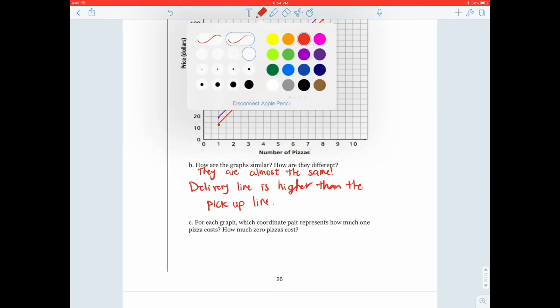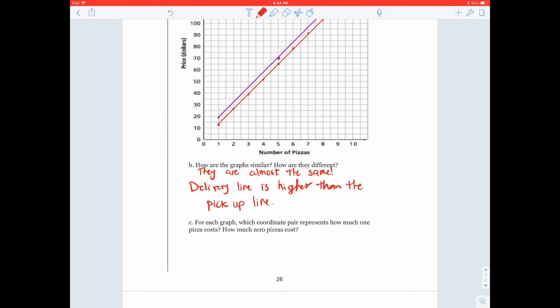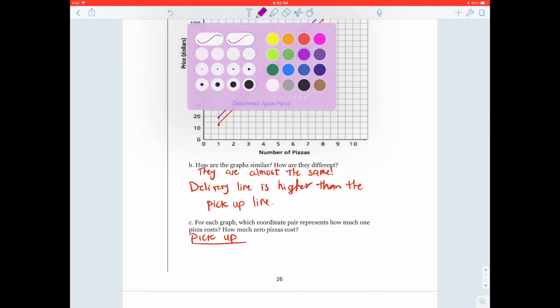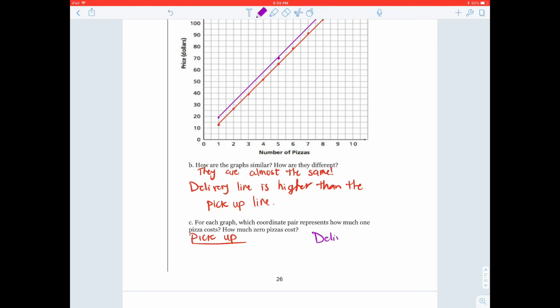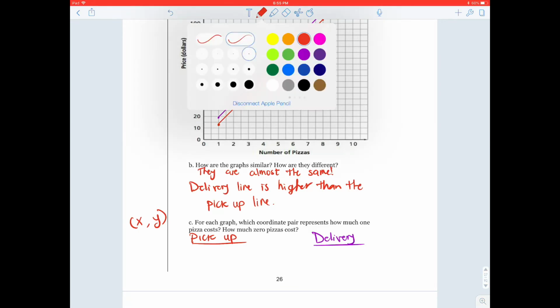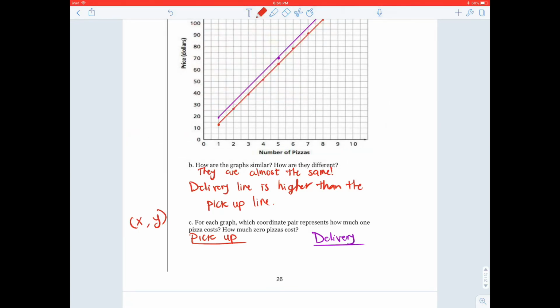Okay. Now, this is our last question, guys. In 2.2, for each graph, which coordinate pair represents how much one pizza costs? So we are going to have two different columns here. So there's pickup, and then we have delivery. Okay. So I'm looking for a coordinate pair. So remember that coordinate pairs are always written like this: x, comma, y. So I need an x coordinate and a y coordinate tucked away in parentheses.